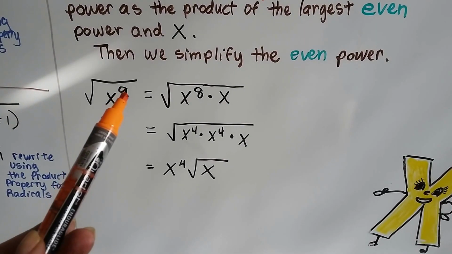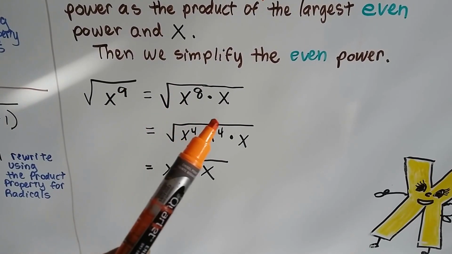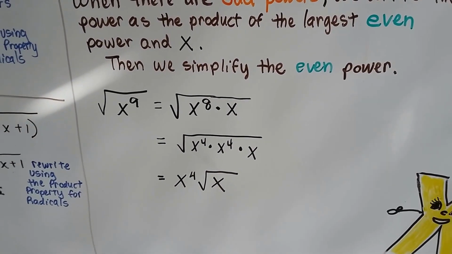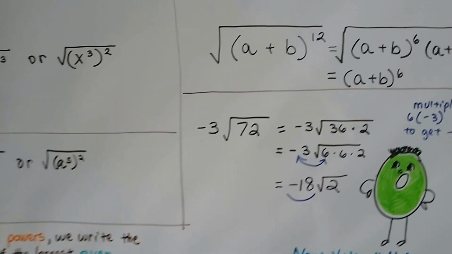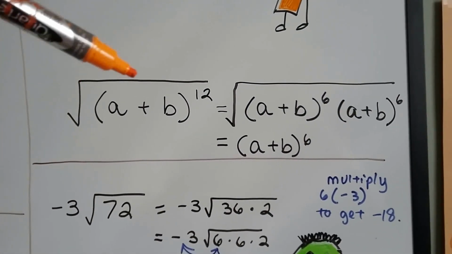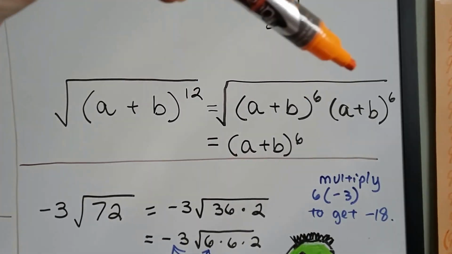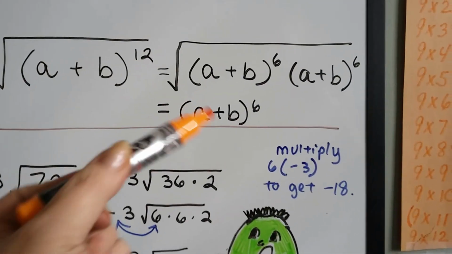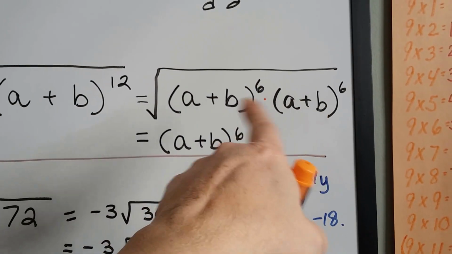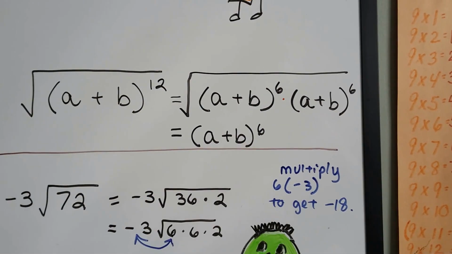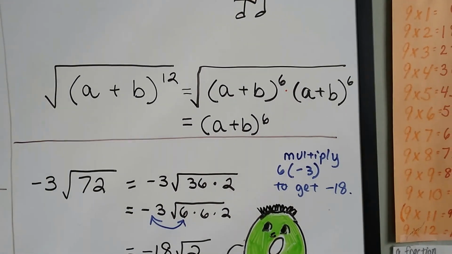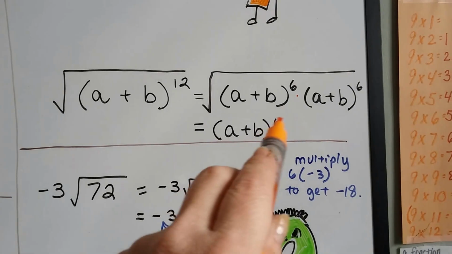So when there's an odd one, just pull out the biggest even one and have that spare leftover one by itself underneath the radical sign. See? If we've got something like this, all we have to do is break this into a 6 and a 6, right? Should be. Right? So we just take one of them as our answer. It would be a plus b to the 6th power. See? That means a to the 6th plus b to the 6th.